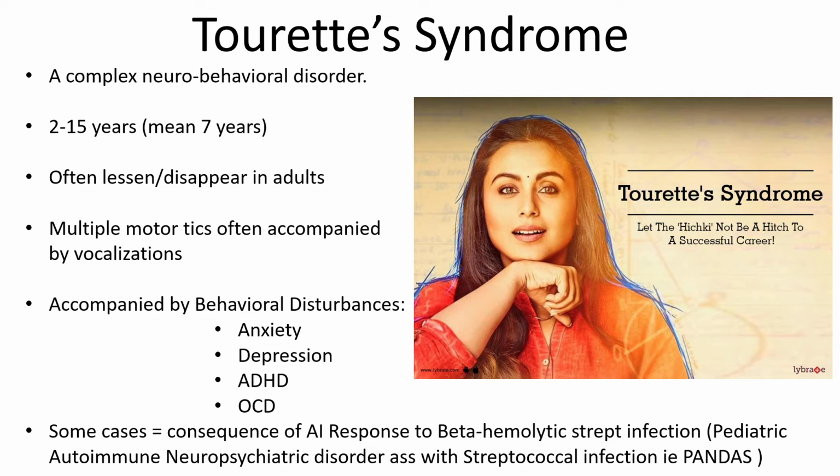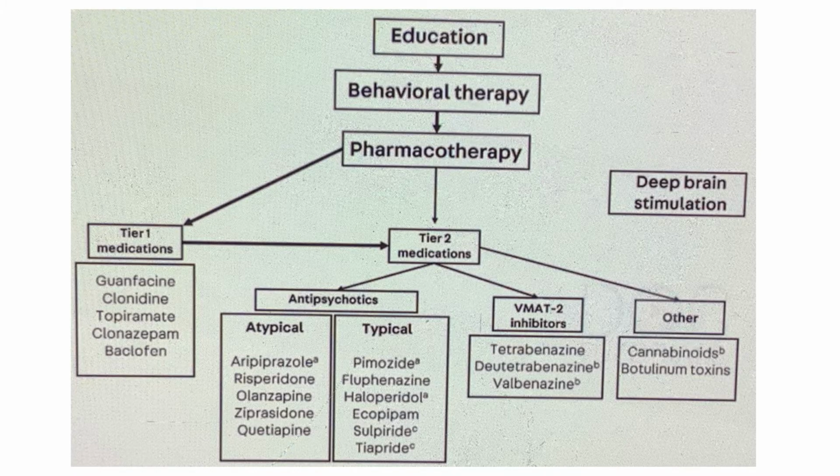This syndrome is known as PANDAS, that is, pediatric autoimmune neuropsychiatric disorder associated with streptococcal infection. The treatment includes, as first line, education and behavioral therapy, and the next step is definitely pharmacotherapy. Tier 1 medication includes guanfacine, clonidine, topiramate, clonazepam, and baclofen, while Tier 2 medication includes antipsychotics, VMAT2 inhibitors, and others. And deep brain stimulation is also something which is under study.